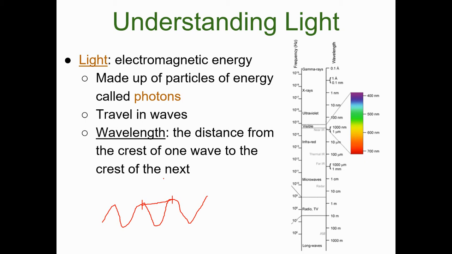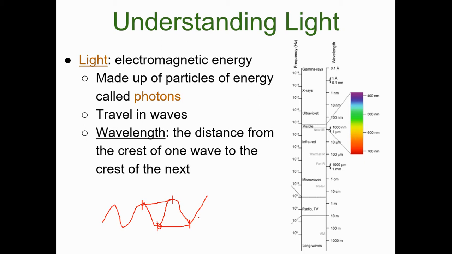Right, so it can also be measured through our trough to trough. So instead of the crest, we're looking at the trough here and the trough here. This is also a wavelength. It's going to be the same, right? So one to the next, either one crest to one crest or one trough to one trough. That's how we measure a wavelength.